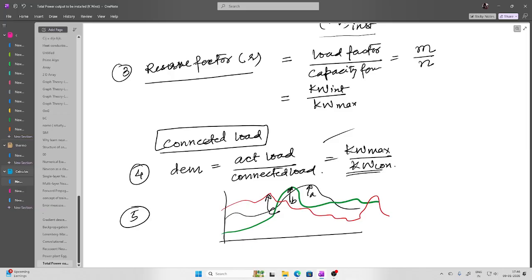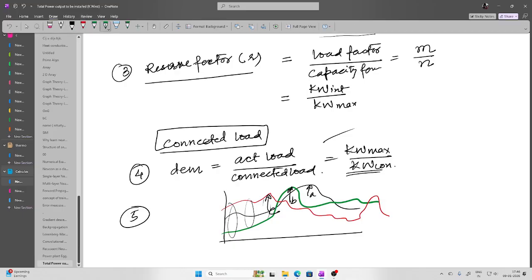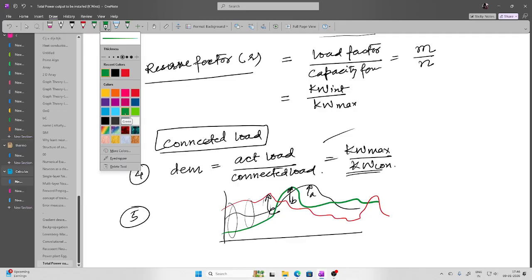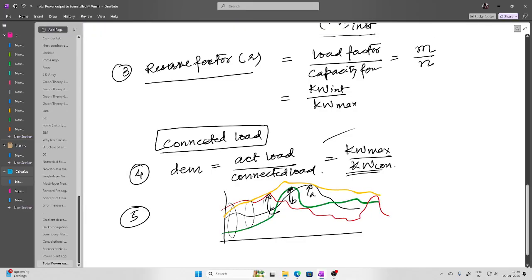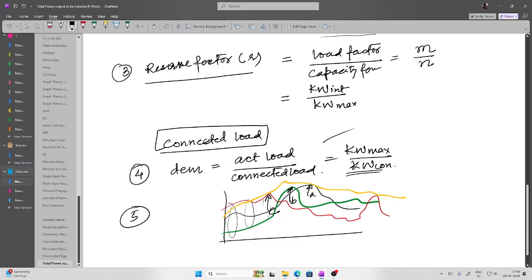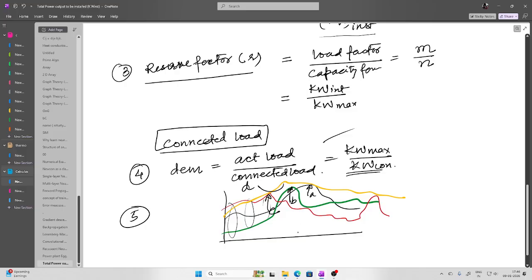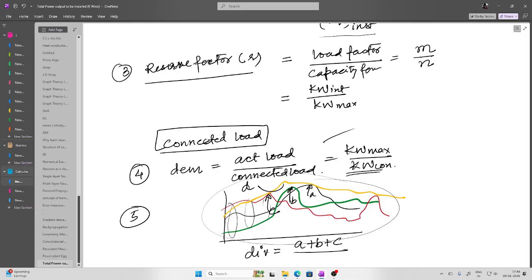If we sum up everything everywhere and then try to find that particular peak, let's say that peak I am getting here. So this is something which I am getting as the peak, and this is, let's say, D. Then the diversity factor for different consumers will be the sum of the individual consumer groups. That means A plus B plus C divided by the actual peak load for the whole system, that is D. This is what we call the diversity factor.